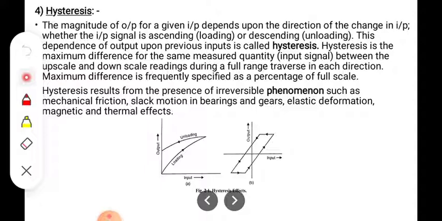Okay, but the output reading shown by the instrument is different from the output reading shown by the instrument in the unloading condition. That difference between the loading and unloading conditions, that is, the difference between the readings shown by the instrument in the loading and unloading conditions, is nothing but the hysteresis of the instrument.